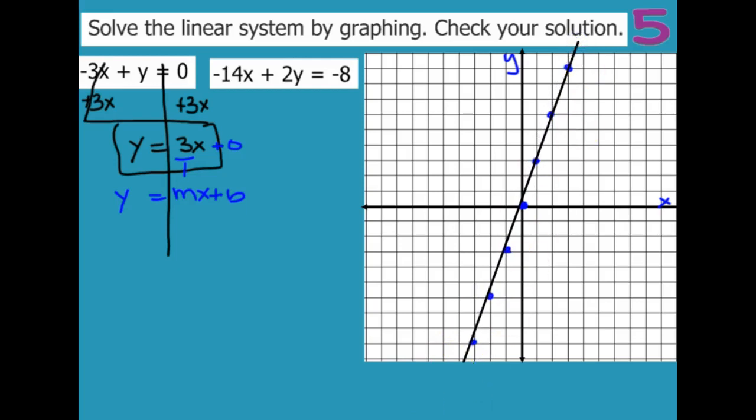So there's that one. And then I'm going to solve this other one so that we can graph it as well. We want y by itself, so move your x's first. I'm going to add 14x. So those eliminate, we have 2y equals 14x minus 8. And we want to get y by itself, so I'm going to divide everything by 2. Because that's multiplied, we need to divide. So those eliminate, we have y equals now 7x, and negative 8 divided by 2 is negative 4.